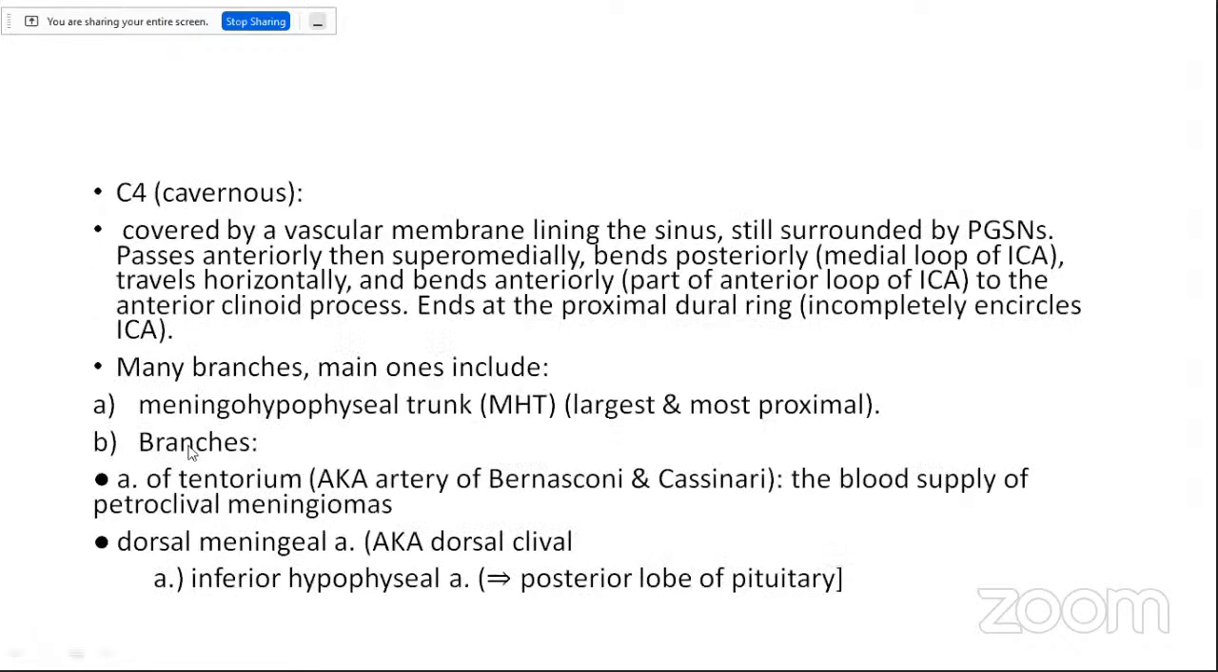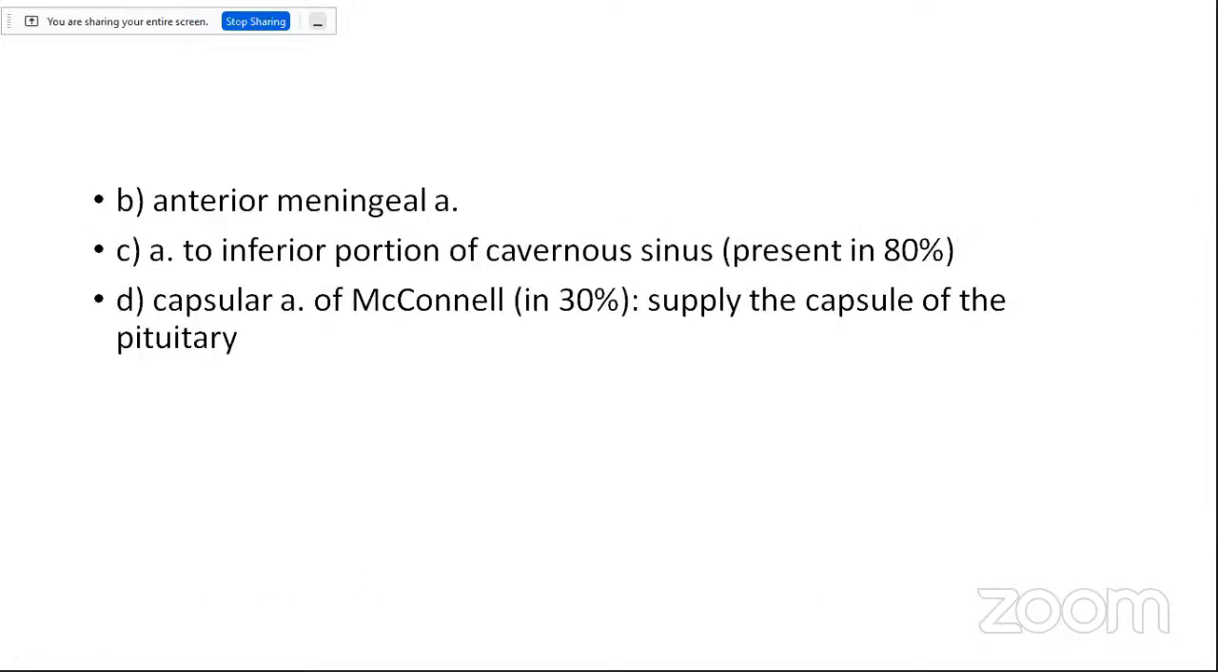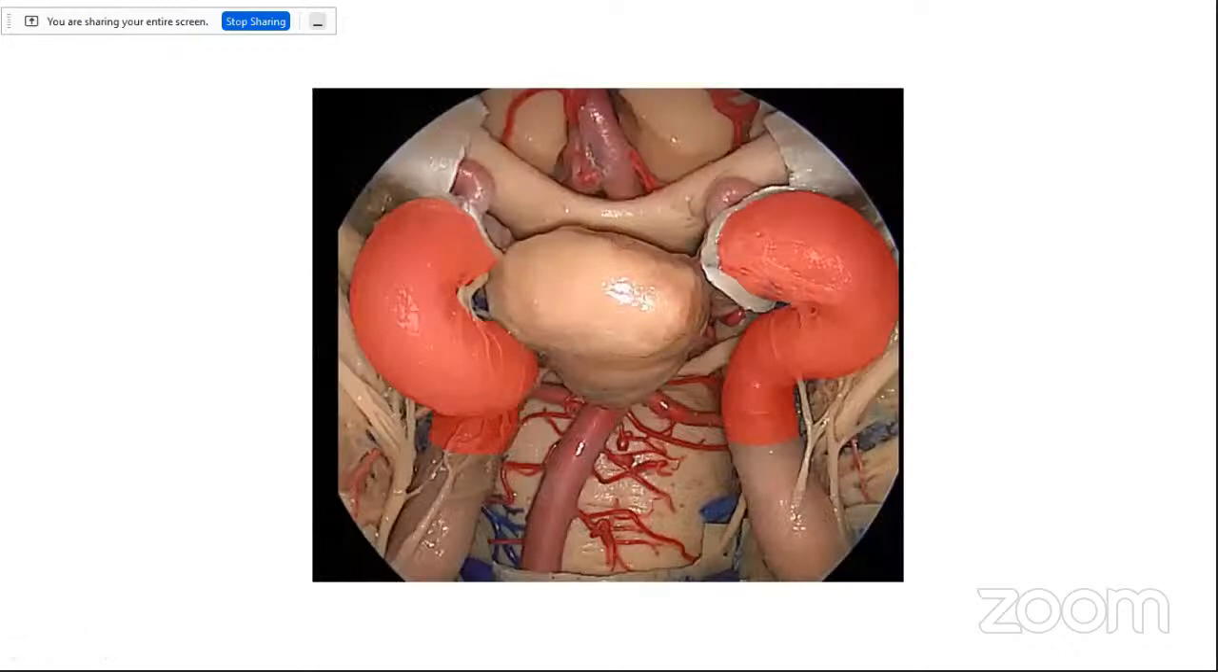The cavernous segment gives off many branches. Important ones include the meningohypophyseal trunk. The other branches are the artery of the tentorium, which is also called the artery of Bernasconi and Casinari, dorsal meningeal artery, which gives off the inferior hypophyseal, anterior meningeal artery, the artery to the inferior portion of cavernous sinus, and the capsular artery of McConnell, which supplies the capsule of the pituitary. So this is just an endoscopic view picture representing the cavernous segment of the ICA along with its various turns.